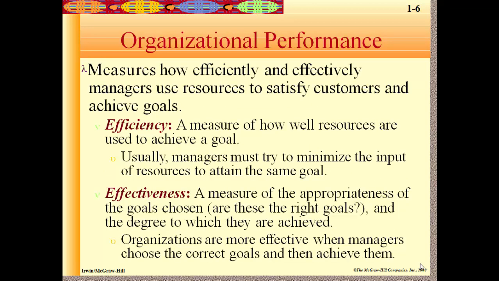Performance measures how efficiently and effectively managers use resources to satisfy customers and achieve goals. Efficiency: a measure of how well resources are used to achieve a goal. Usually, managers must try to minimize the input of resources to attain the same goal. Effectiveness: a measure of the appropriateness of the goal chosen. Are these the right goals, and to what degree are they achieved? Organizations are more effective when managers choose the correct goals and then achieve them.